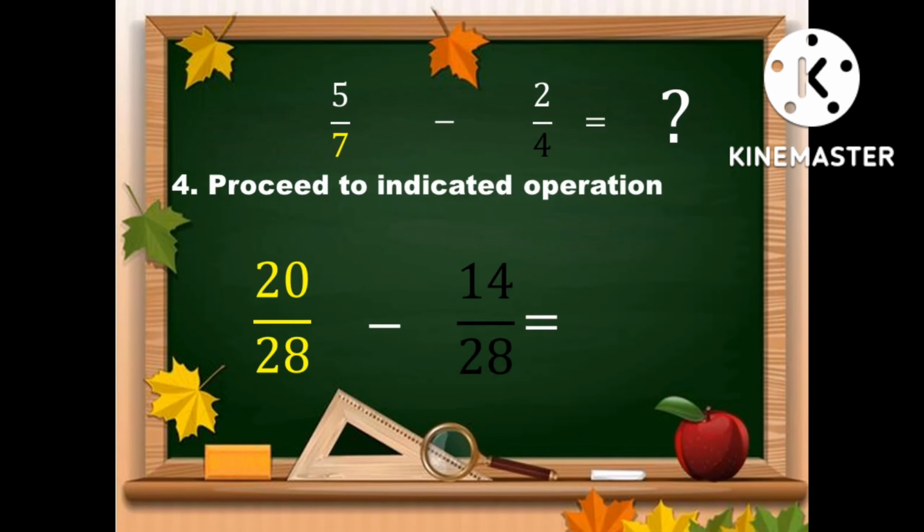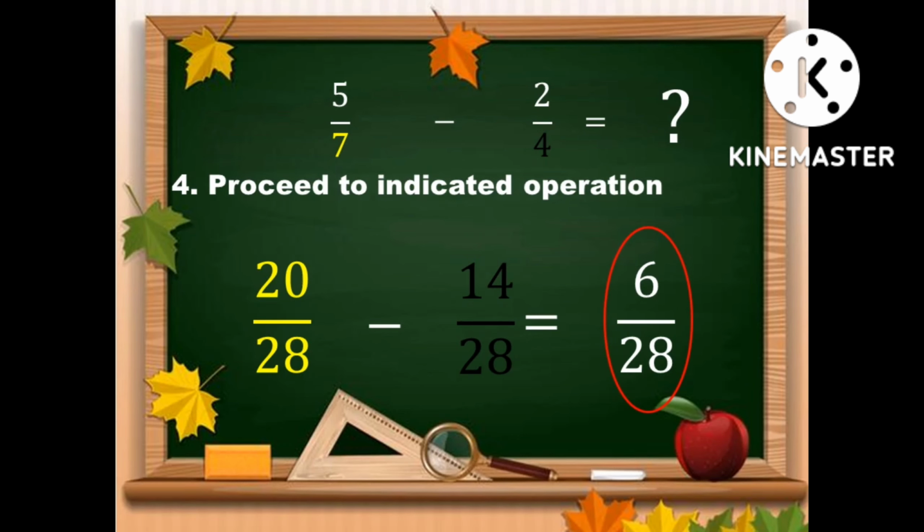Let's now proceed to the indicated operation. We just apply the rule for similar fractions. 20 minus 14 is equal to 6. Remember, we just copy the denominator. We have 28 and 28, so 28 is our denominator. So we now have 6 over 28 as the difference of 20 over 28 and 14 over 28.